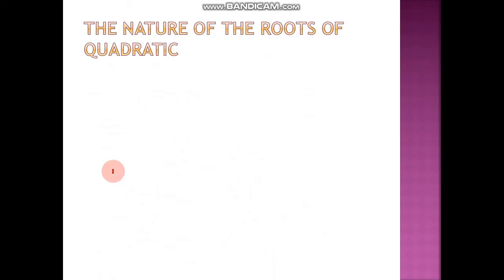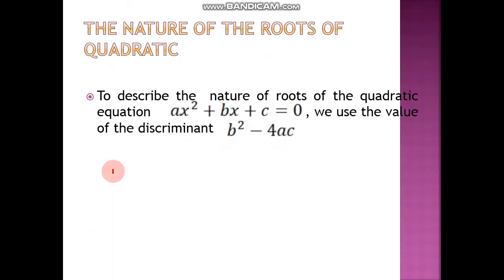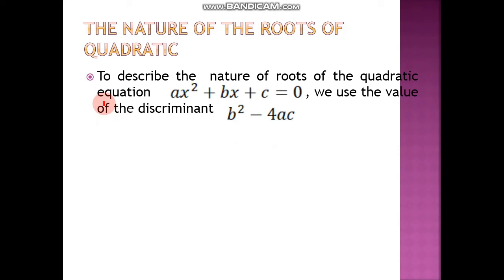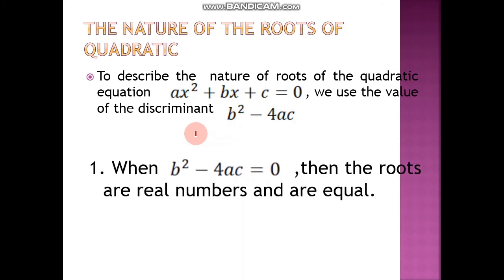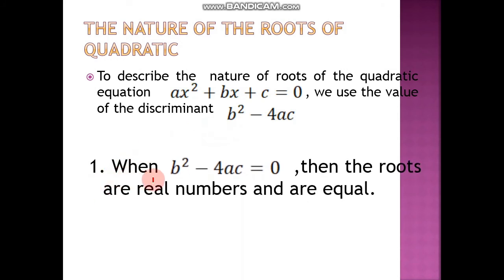The nature of the roots of a quadratic. To describe the nature of roots of the quadratic equation, ax squared plus bx plus c equals 0, we use the value of the discriminant, b squared minus 4ac. Number 1. When b squared minus 4ac equals 0, then the roots are real numbers and are equal. Example.